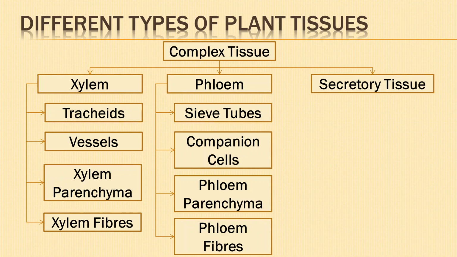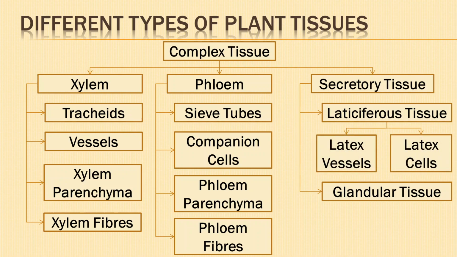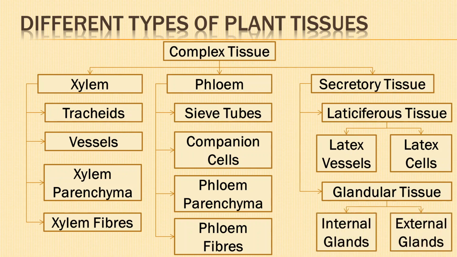Secretory tissues have cells responsible for secretion or excretion of materials. They are of two types, laticiferous tissue and glandular tissue. Laticiferous tissue can further be classified into latex vessels and latex cells. Glandular tissue may have internal or external glands.